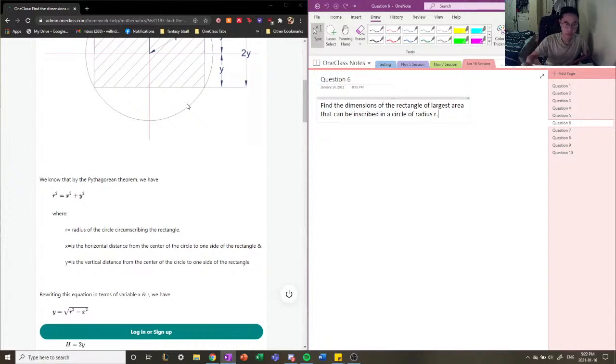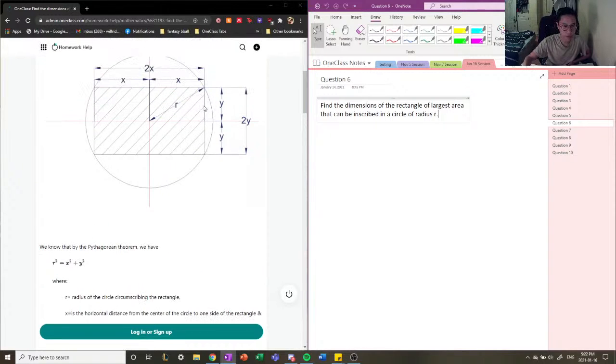Okay, so that means our height of the rectangle is going to be this. Okay, so first of all, we're going to try to use Pythagorean theorem here. So Pythagorean theorem states that r squared is equal to x squared plus y squared. Okay. So the hypotenuse of a right angle triangle is equal to the sum of the squares of their sides, right? So we're going to isolate for y here. So y is equal to the square root of r squared minus x squared.